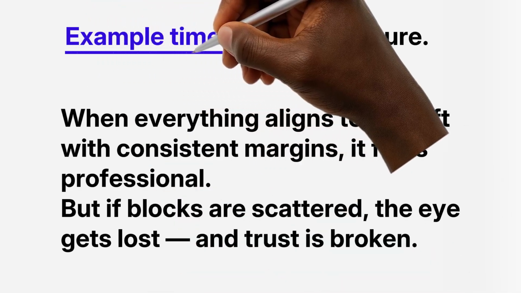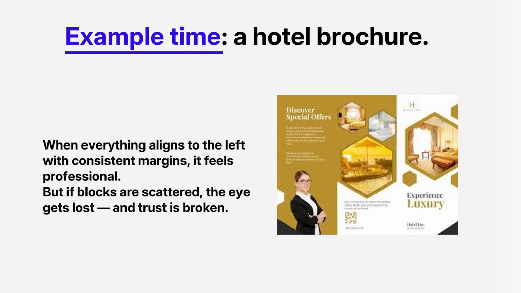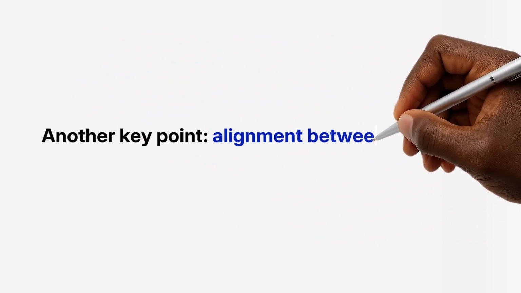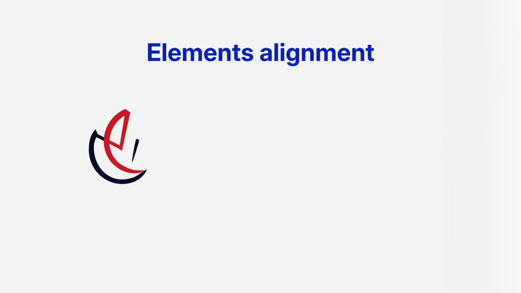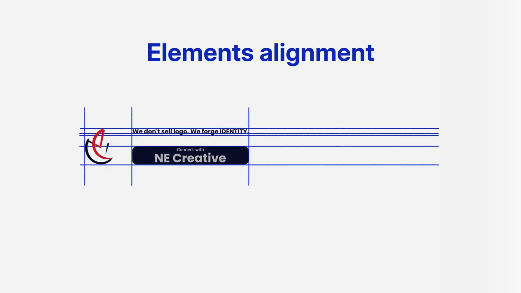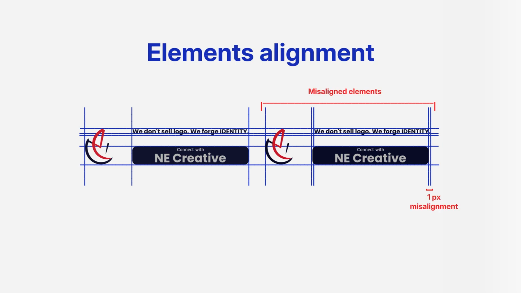A concrete example, look at a hotel brochure. When everything aligns to the left with consistent margins, it instantly feels professional. On the other hand, if blocks are placed randomly, the eye gets lost and trust is broken. Another key point, alignment between elements. A logo, a button, a text block, they should all follow an invisible line. Even a 1-pixel shift can feel off to the human eye.